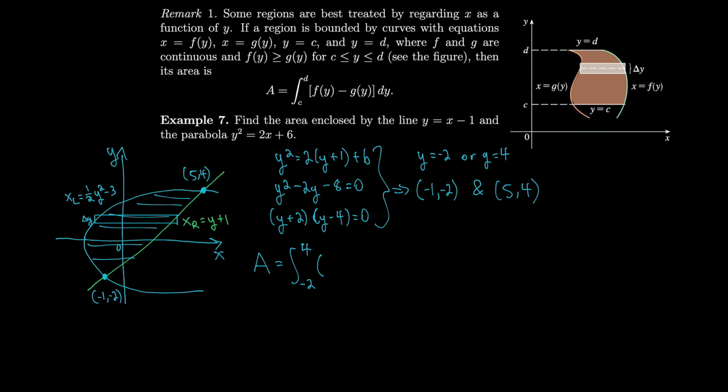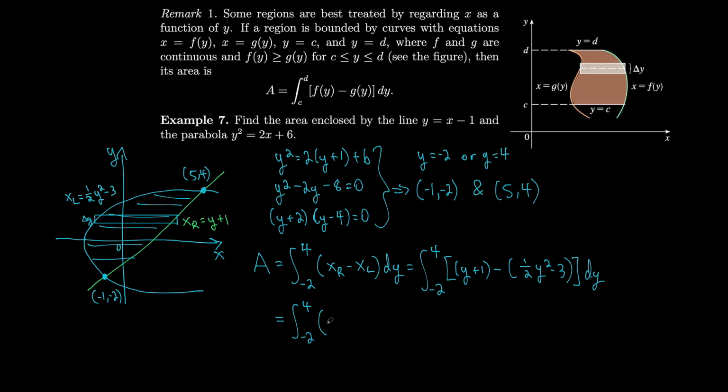We'll take our right function, xr, and subtract our left function, xl. And this will give us our area between these two curves. So that ends up as the integral from minus 2 to 4 of our right function, y plus 1, that's the green one, minus our left function, which is the parabola, half y squared minus 3. So we simplify and we get our integral of minus half y squared plus y plus 4.